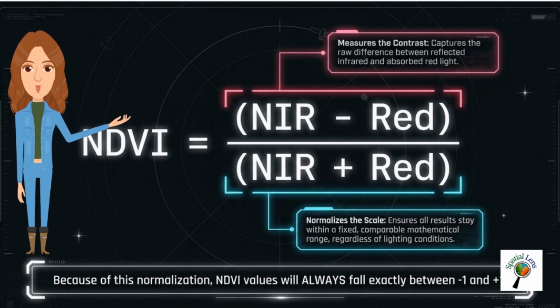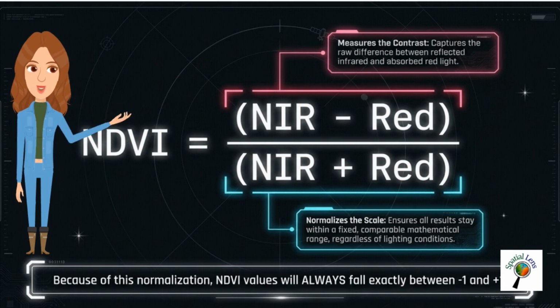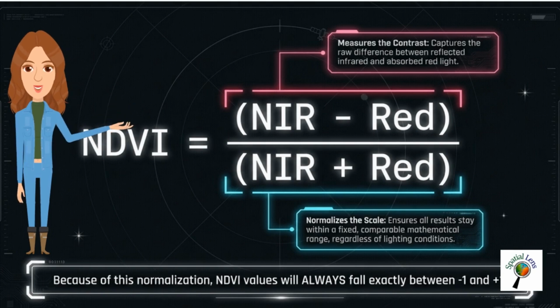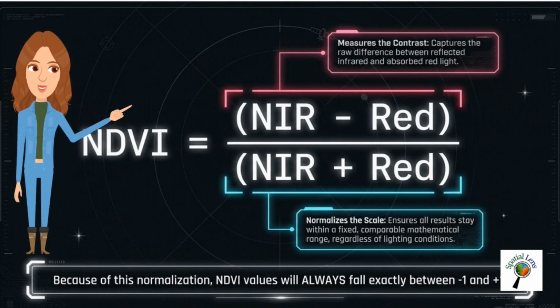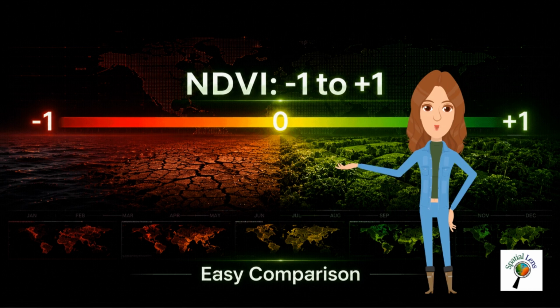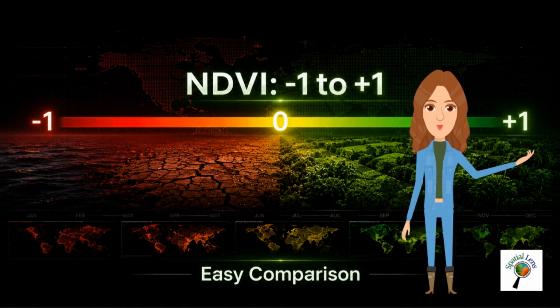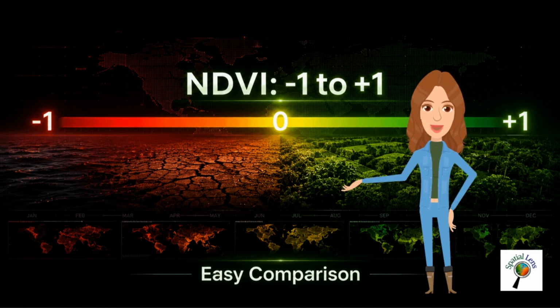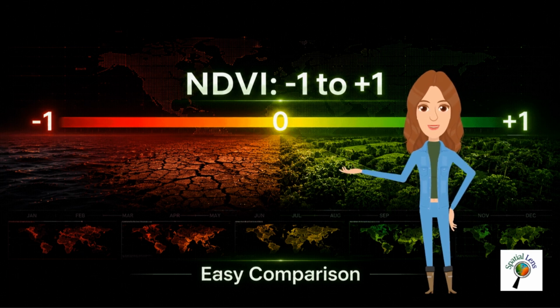Let's understand what this formula means. The numerator, NIR minus red, measures the contrast between reflected infrared and absorbed red light. The denominator, NIR plus red, normalizes the value so results stay within a fixed range. Because of normalization, NDVI values always lie between -1 and +1. This fixed range makes NDVI easy to compare across different regions and dates.